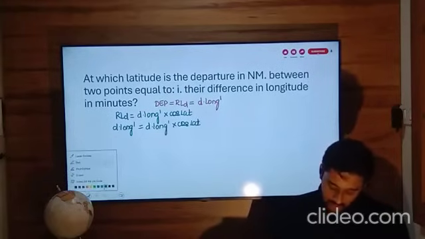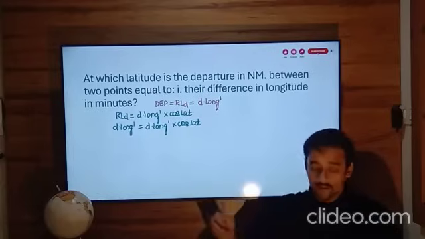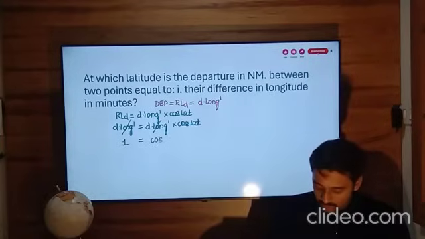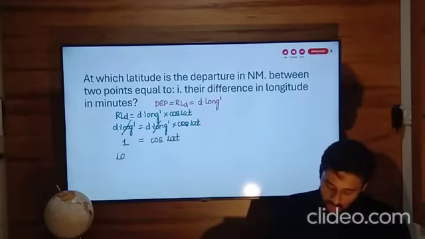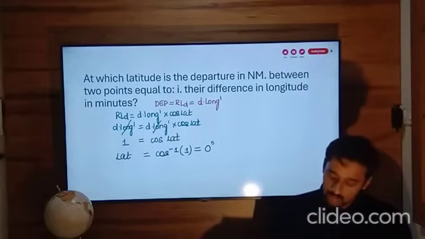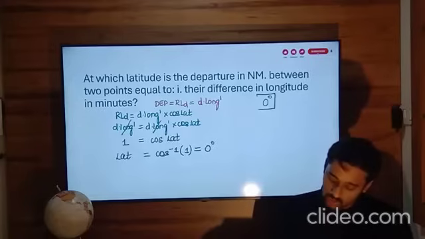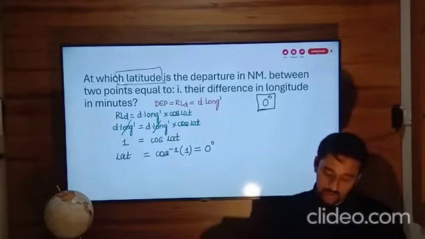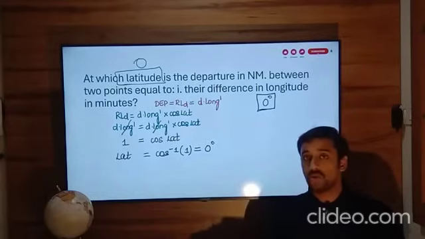Now when left side is equal to right side, d long will get cancelled. So we have currently 1 equals cos of lat. So latitude will be equal to cos inverse 1. So your latitude will be equal to 0 degree. So the answer to this question is 0 degree. At 0 degree latitude, your departure will be equal to the difference between two longitudes.